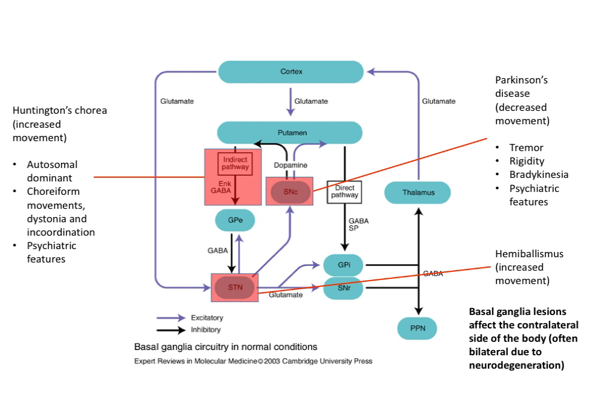So involuntary explosive movements on just the one side. Hence the hemi for half and ballismus referring to ballistic movements. And hemiballismus is caused by lesions to the subthalamic nucleus. Now let's think about what damage to the subthalamic nucleus does.